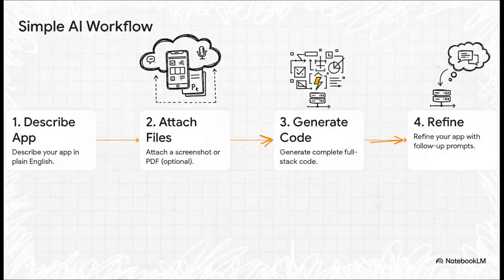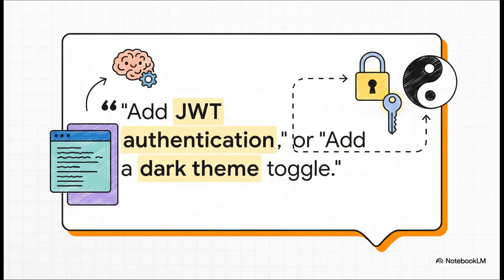And the workflow? It could not be simpler. You just describe your app in plain English. You can even attach a screenshot or a PDF of a design you like and want to replicate. The AI then spits out the complete full-stack code, and then you can just tweak and refine it with simple conversational follow-up prompts.